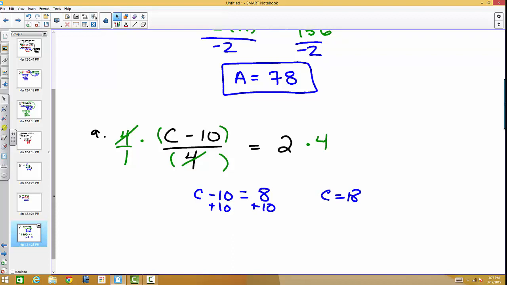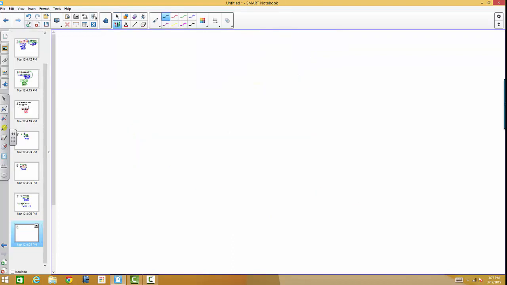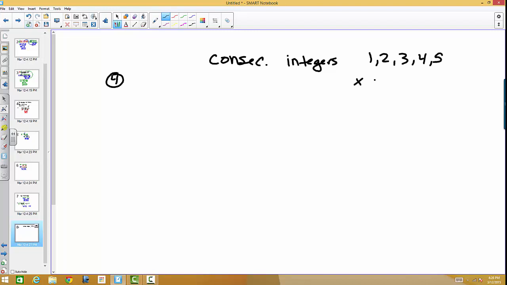All right, the last problem together is number 4. And there's 2 different types of story problems that use consecutive and consecutive even. If you have consecutive integers, this is like for number 3. That means integers like 1, 2, 3, 4, 5. So consecutive integers are x, and then x plus 1, and then x plus 2, and then x plus 3.